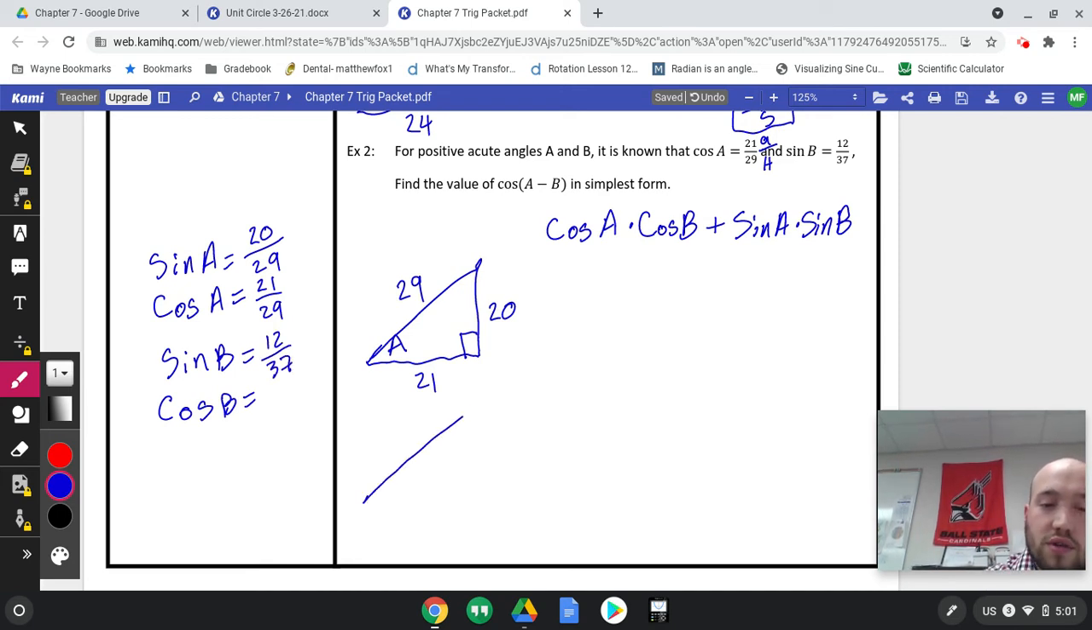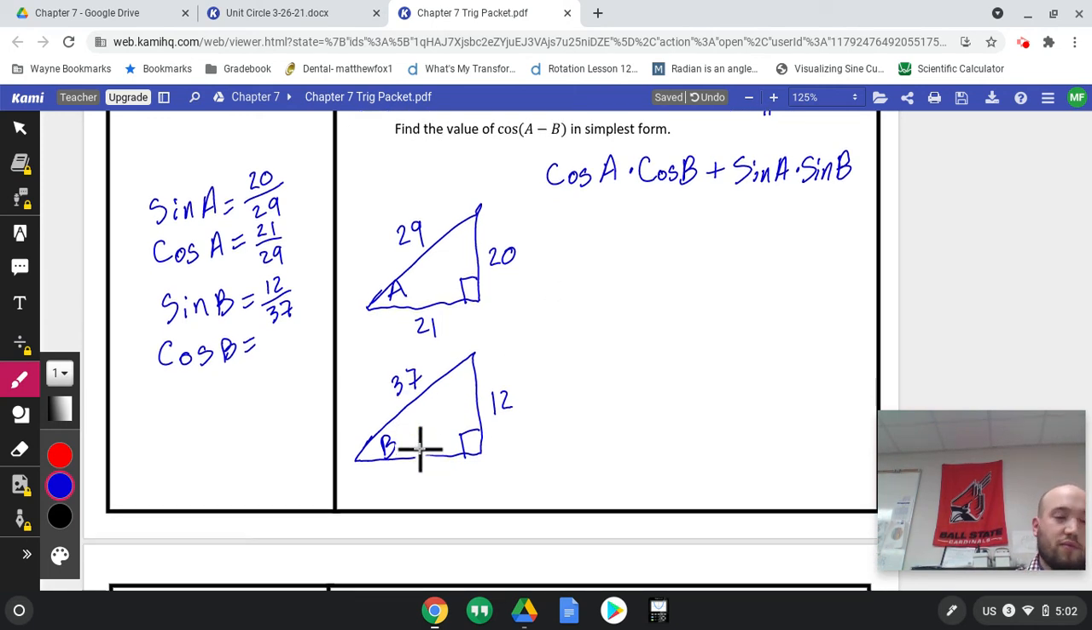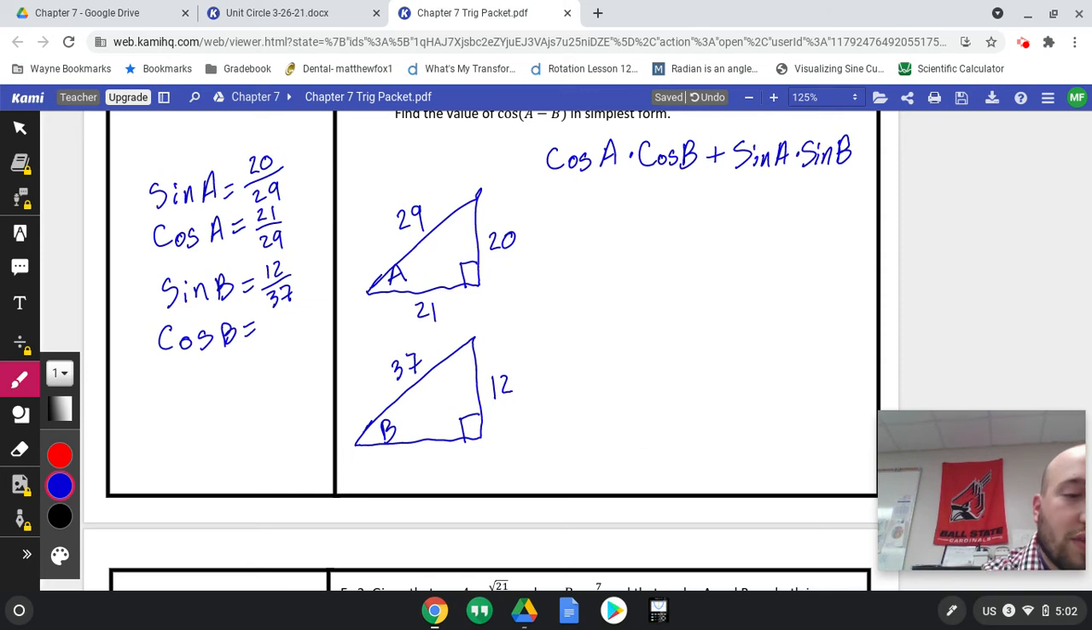Now the next one, sine of B, we already have, so 12 over 37. Once again, we'll draw our triangle. It's a right triangle. This is angle B. We have opposite 12 over 37. And we want to find that missing spot. Now here's the deal. This is not on our list. Our list doesn't go this far. But we can still calculate it. We just got to do A squared plus 12 squared equals 37 squared.